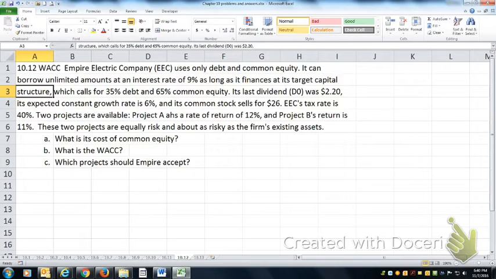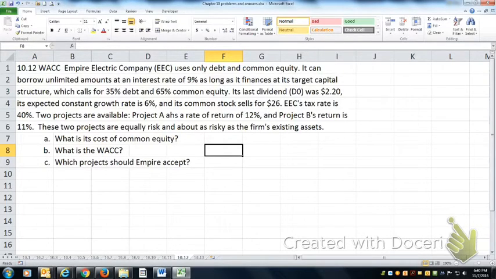This is problem 10.12 from Brigham and Houston, Fundamentals of Financial Management, Concise 9th edition. We're given some information here. The company only uses debt and common equity. It can borrow as much money as it wants at 9% as long as it keeps a target capital structure of 35% debt and 65% common.